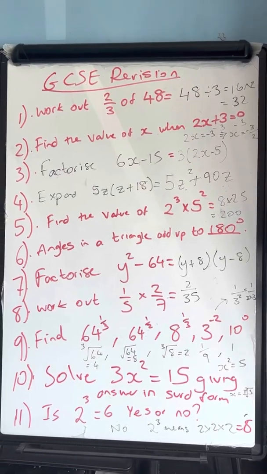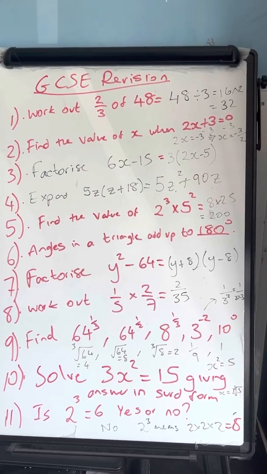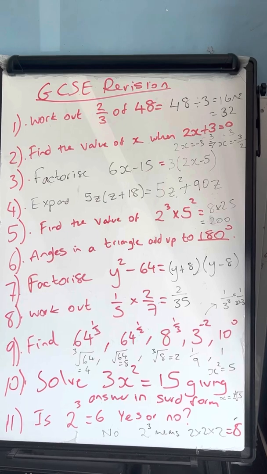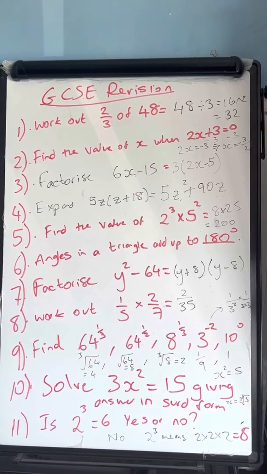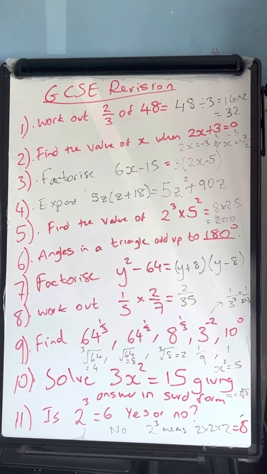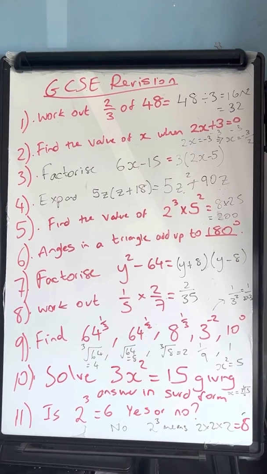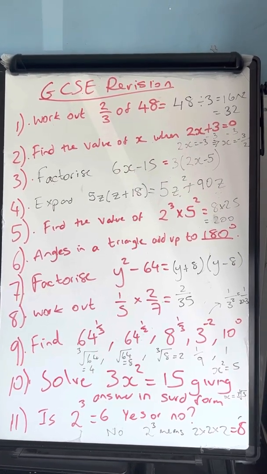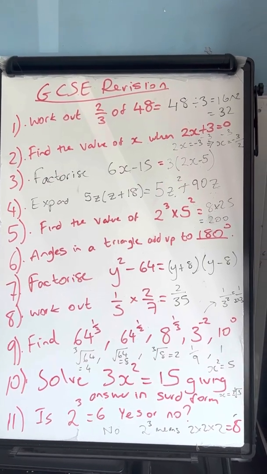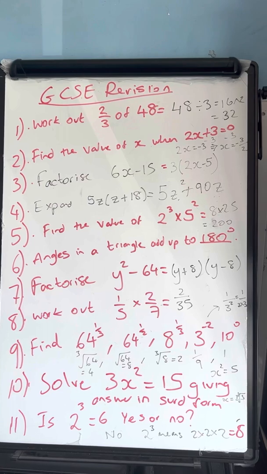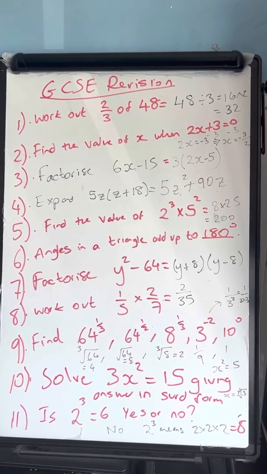This is question number 2. Find the value of x when 2x plus 3 equals 0. Well, I take away 3 on both sides to balance the equation. So I get 2x is equal to negative 3. 2x means 2 times x, so the opposite of times by 2 is dividing by 2. Dividing both sides by 2, I get x is equal to minus 3 over 2, or minus 3 halves, or minus 1.5. Either one of those answers is sufficient and correct.